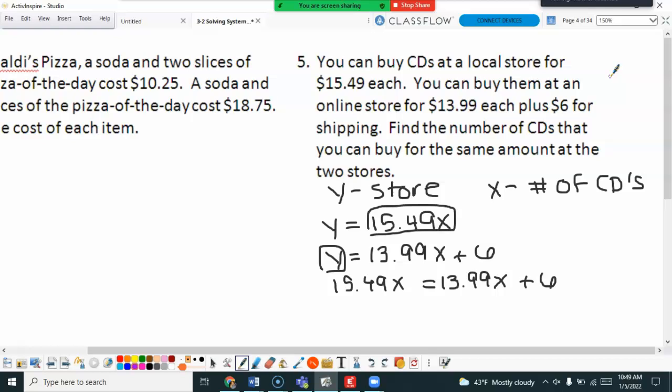And then get my x's on one side. So we'll subtract 13.99 from 15.49. And we get that we have 1.5x is equal to 6. Divide both sides by 1.5. And I see that if I buy 4 CDs, the online price and the in-store price will be the same.